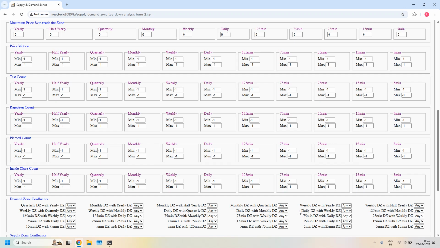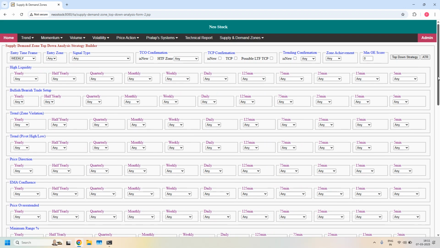So I am setting the filter weekly demand zone confluence with monthly demand zone, weekly demand zone confluence with quarterly demand zone, and also monthly demand zone confluence with quarterly demand zone. That means with these three filters, weekly zone is inside the monthly zone, both together again inside the quarterly zone. That means they are overlapped with quarterly zone. Inside means not exactly inside. It can overlap at a distal line or proximal lines.